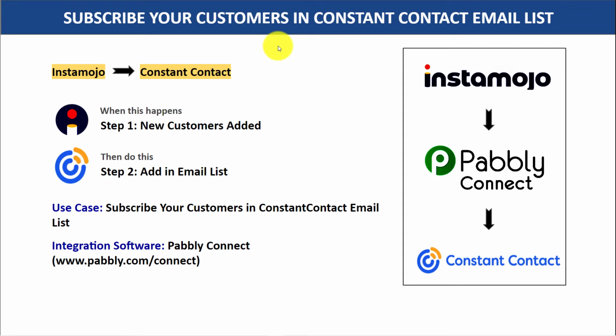Hello everyone, today I'm going to show you how you can automatically add Instamojo customers to a Constant Contact mailing list. In this video, I am using Constant Contact as my email marketing software, but you can use any email marketing software like MailChimp, ConvertKit, Aweber, GetResponse, etc.